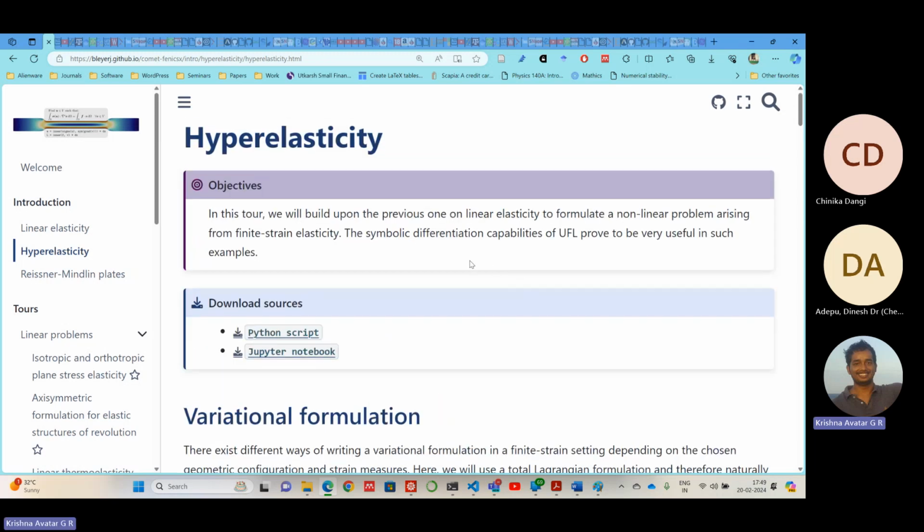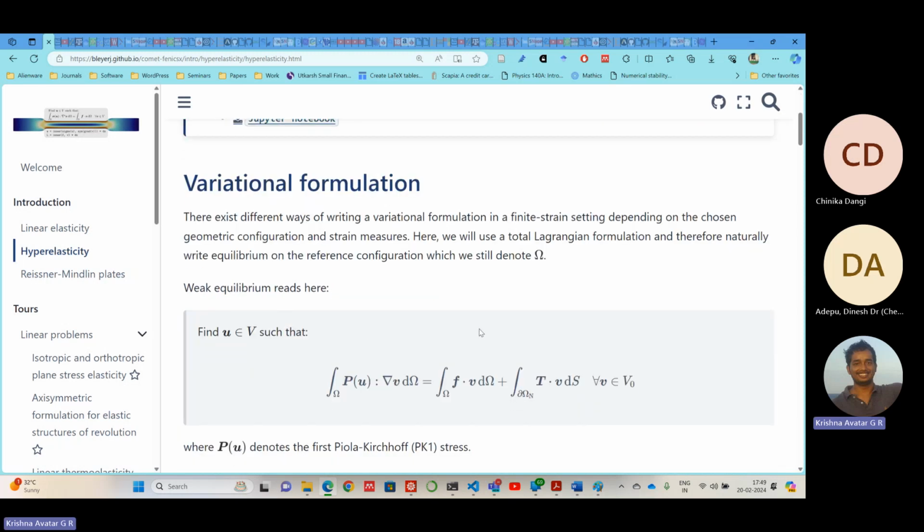Okay, so here we will just build upon the previous one on linear elasticity to formulate a nonlinear problem arising from finite strain elasticity. And the symbolic differentiation capabilities of UFL will be very useful in such examples. Okay, so now let's start with our problem. We'll use a total Lagrangian formulation.